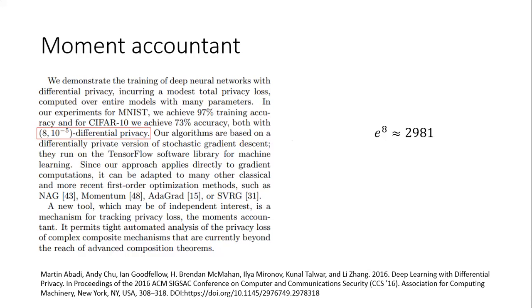It's the probability of any two outcomes. The probability of getting an outcome on one data set can't be very different than the probability of getting that same outcome on a different data set.